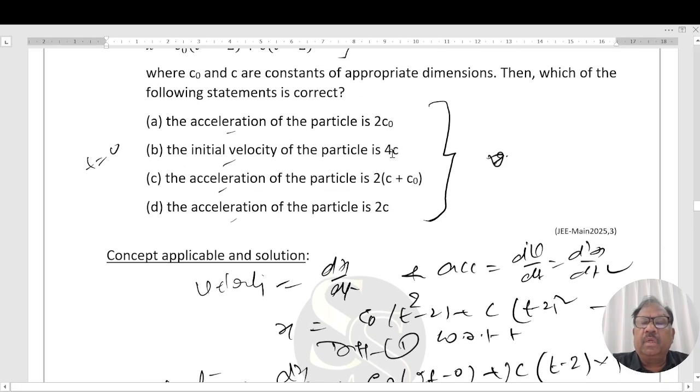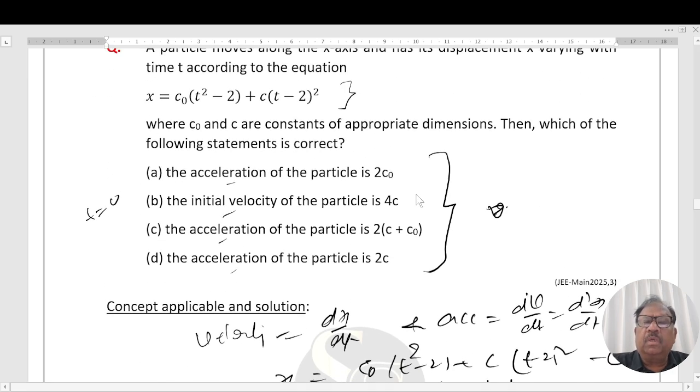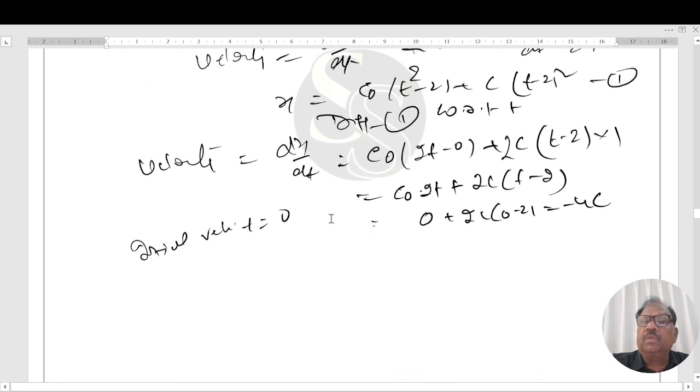Initial velocity means put t equal to 0. Putting 0 in this, the first term becomes 0, plus twice c into 0 minus 2, that is minus 4c. So minus 4c is the answer for initial velocity. Then we have to find the acceleration.